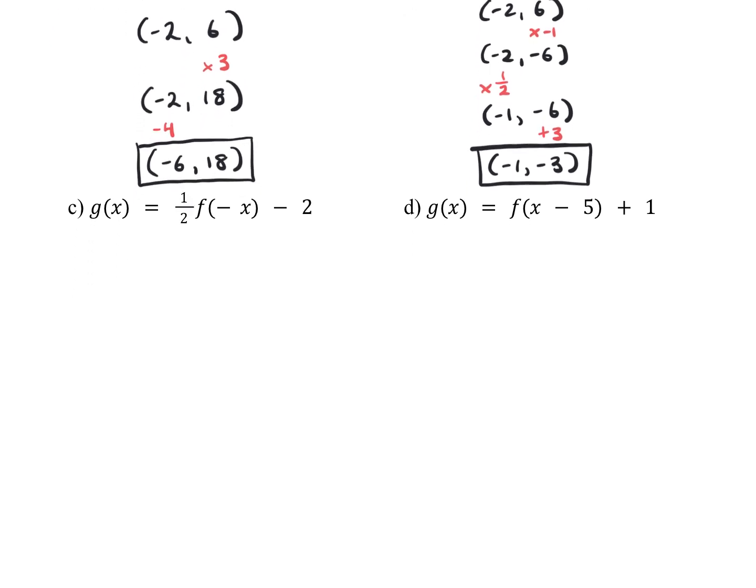All right, let's try this one. So I have -2, 6 as my starting coordinate. I have a vertical shrink by a factor of 1/2. So I multiply my y value by 1/2.